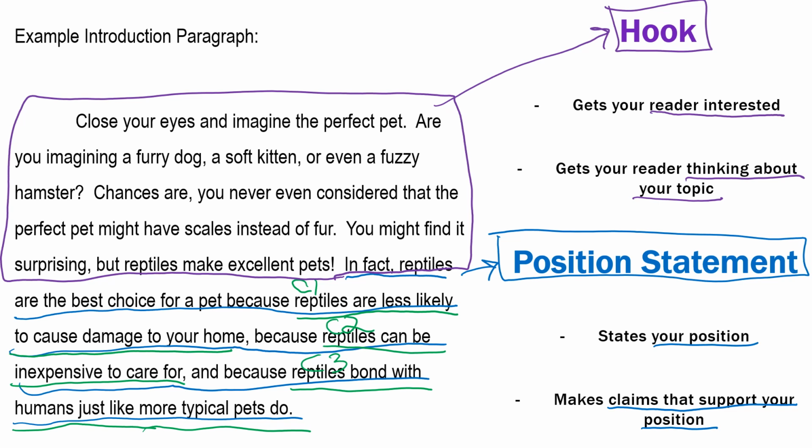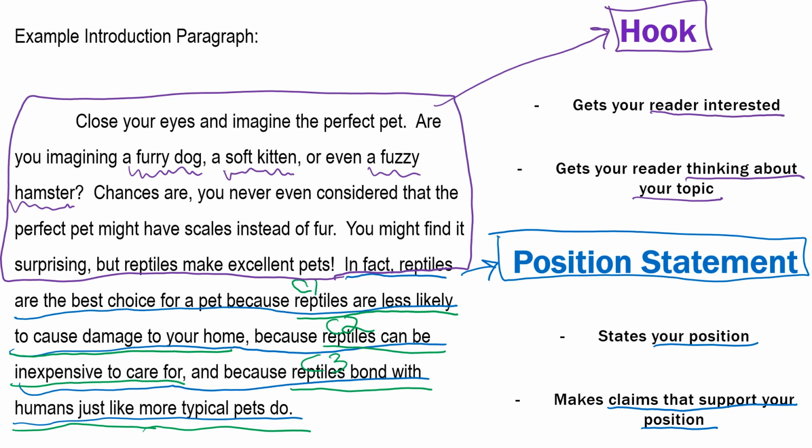This hook asks the reader to close their eyes and imagine the perfect pet. And then it asks a question. Are you imagining a furry dog, a soft kitten, or even a fuzzy hamster? I can feel all of those things. Those are all really soft things. So I'm using a question, but I'm also asking the reader to imagine and pretend to feel something. And then I continue to kind of explain my thinking.